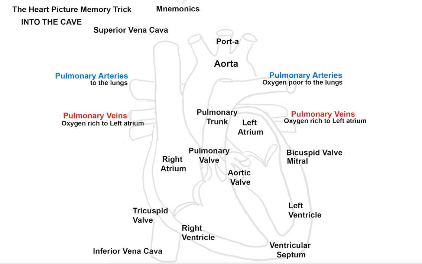So we're going to start with, this is called Into the Cave, because we're going to start at the cava, the cave. You have to recreate the memory: cava, cava, tell yourself the words. That's where you're going to start, in the superior or the inferior vena cava. You're going to come in through the cave and into the right atrium.